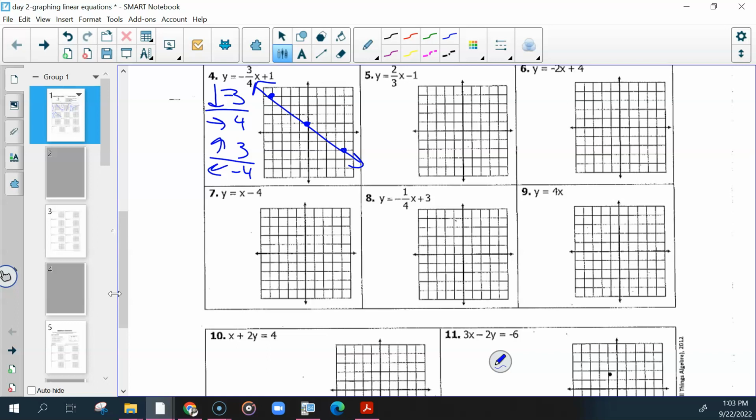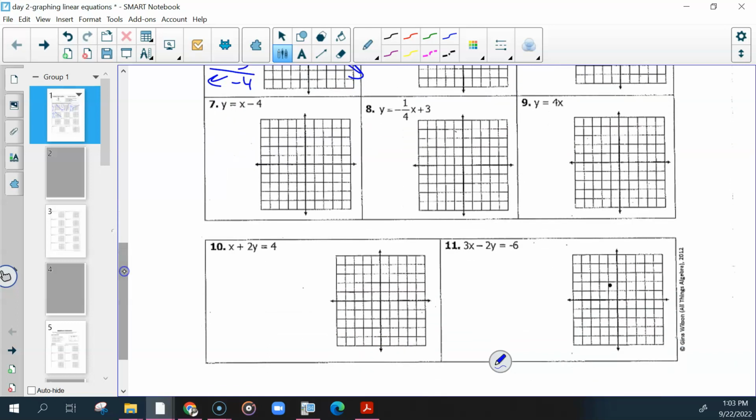What's your y-intercept here? 0. So even though it doesn't say it, you have to know that that y-intercept is 0, so you would place a point at your origin, and then your slope would still be the same. So we can go up 4 to the right 1, or down 4 to the left 1. Something like that.